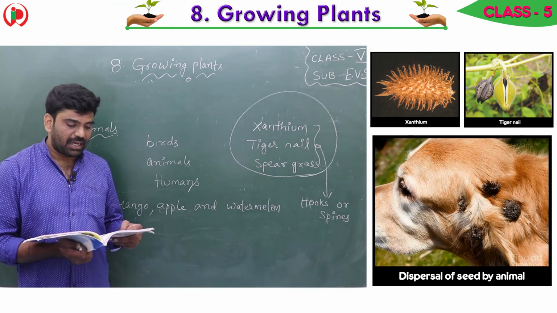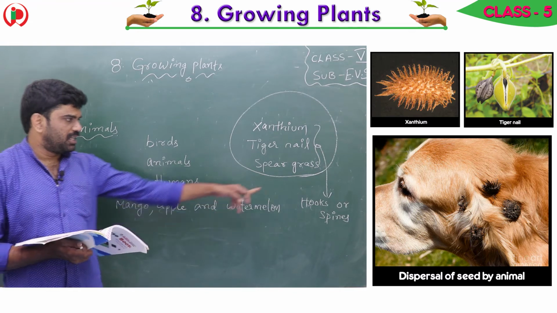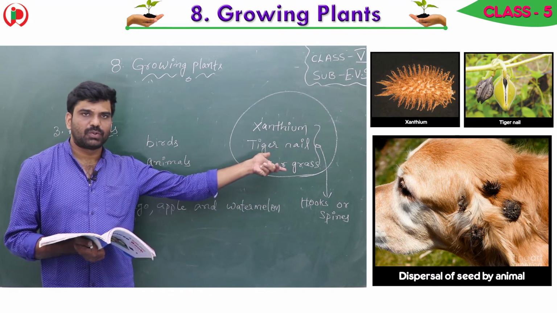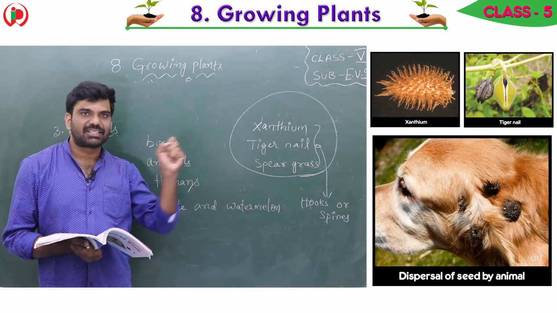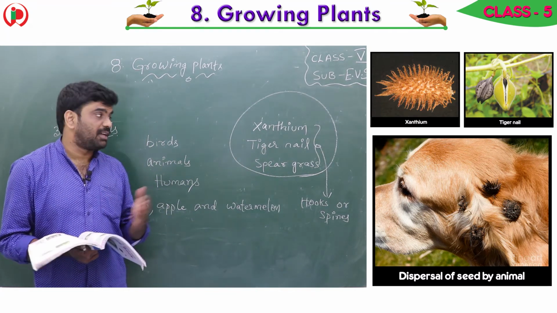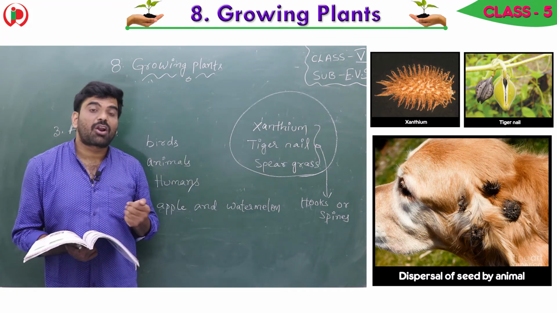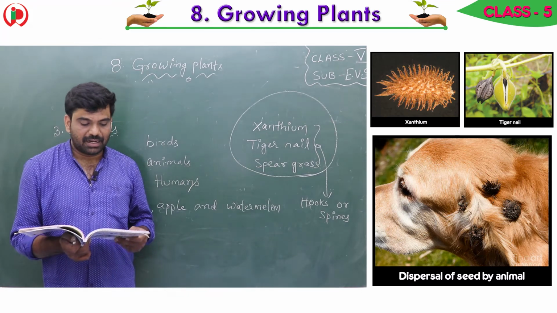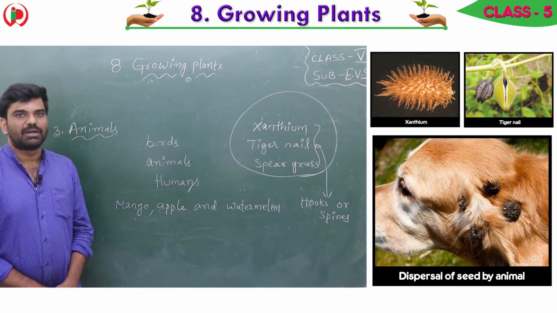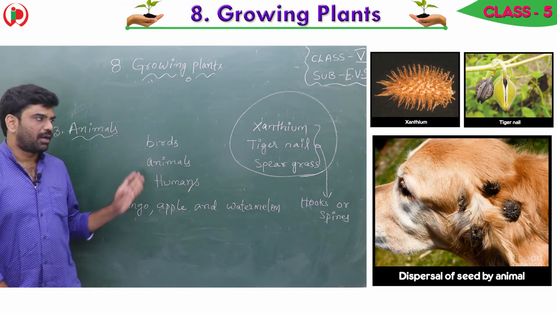They stick to the hairy skin of animals. So these hooks or spines, whenever the animals try to eat, stick to the hairy skin of animals, or even sometimes when we are nearby these plants, they get stuck to the clothes also and are carried away. So this is how the animals and humans once again help in the dispersal of seeds.